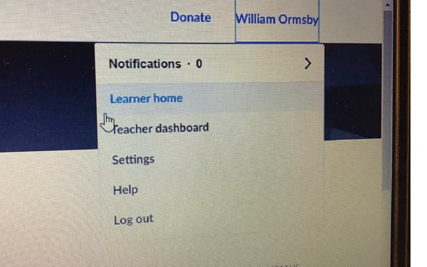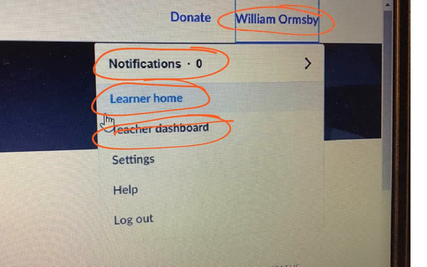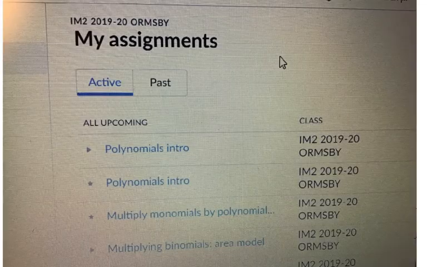Anyways, the whole point is once you're in, the thing I've learned is you're going to use Notifications and Learner Home. Of course, I'm going to use Teacher Dashboard; you're not going to have that as a student. As you can see, this is my own simulated account I made up with my name. Let's say I go ahead and click on Learner Home. Here will be the list of my assignments.